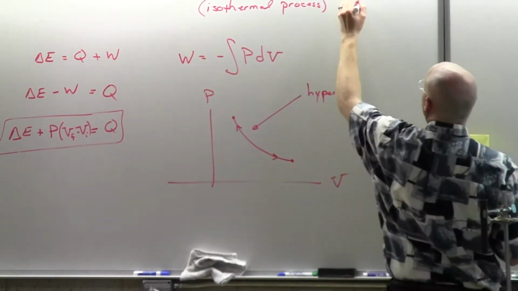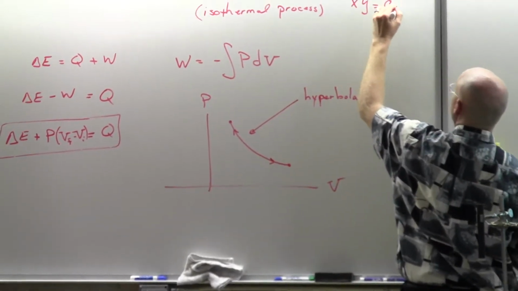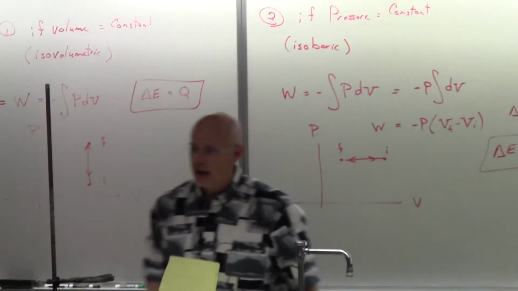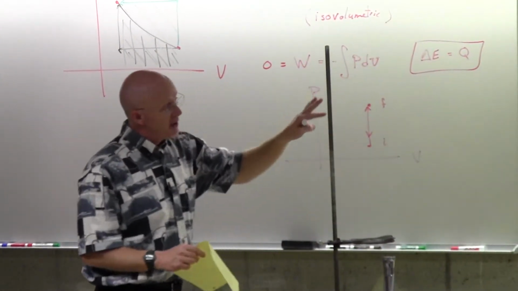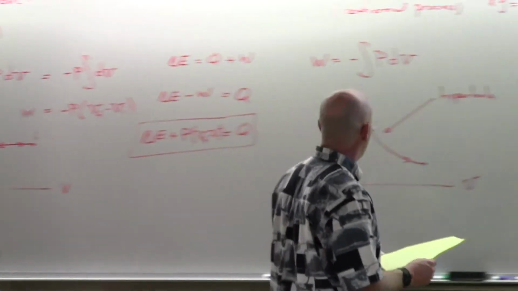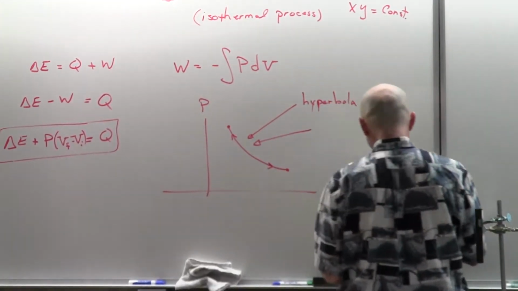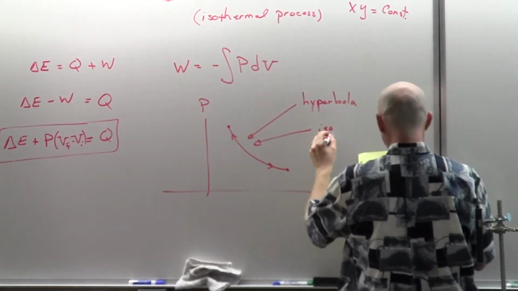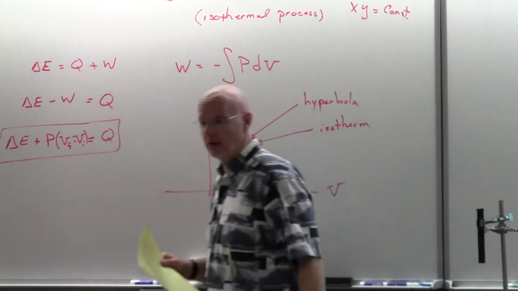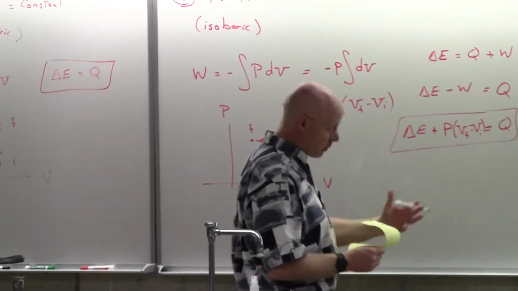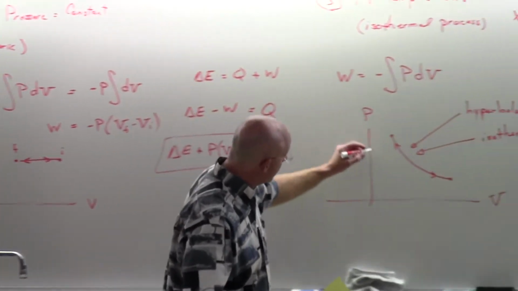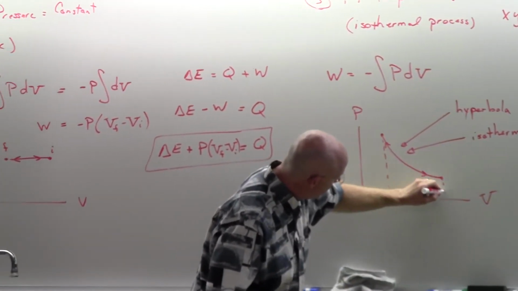This is the x times y equals a constant, and it might have been a while since you've done algebra 2, right? That's the equation for a hyperbola. And so it has a shape to it. We won't really worry about the mathematical name of it. Why don't we call this an isotherm? And so we'll call it an isotherm. And so that's what it would look like on the PV diagram. And of course, the work would be the area under the curve.